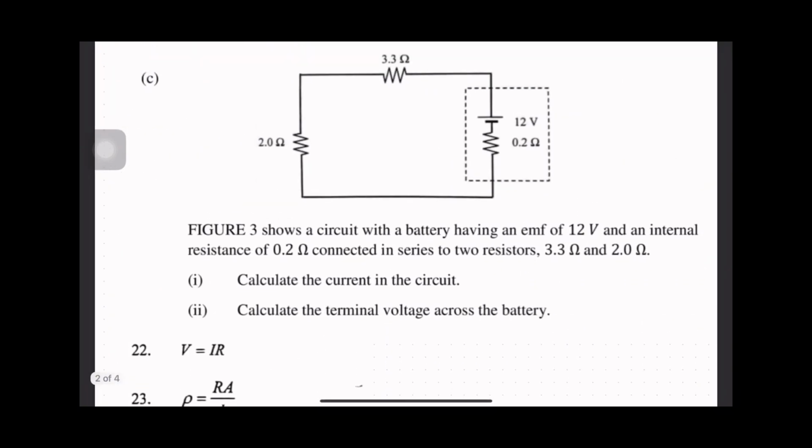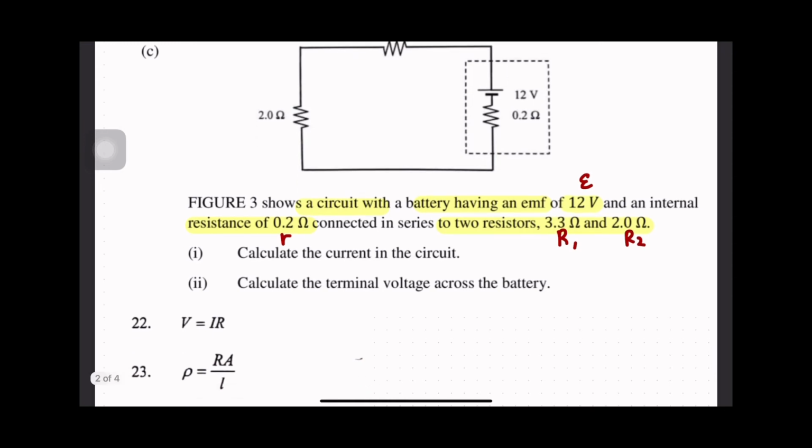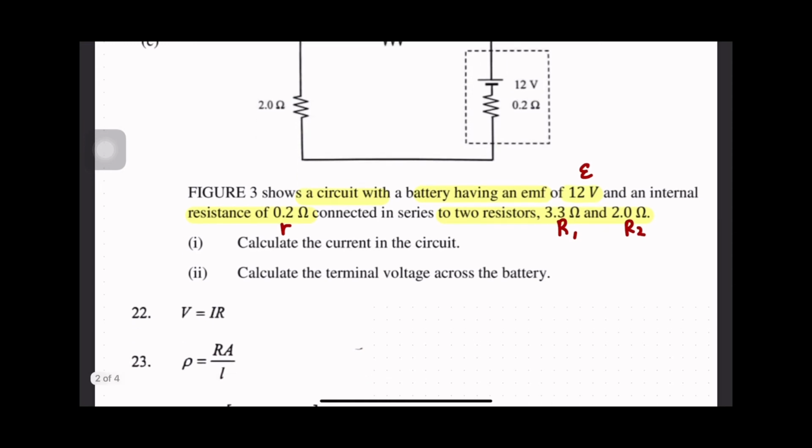Question C. Okay, figure 3 show a circuit with the battery having an EMF of 12 volt and the internal resistance of 0.2 ohm connected in series with two resistor of 3.3 ohm and 2 ohm. Okay, so ya ada dua resistor and then kita ada apa lagi? Kita ada EMF and then kita ada internal resistance r and kita ada resistor besar R1 and R2. Okay, calculate the current in the circuit. Okay, current in the circuit.